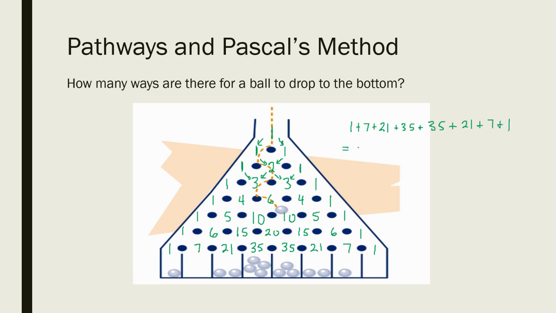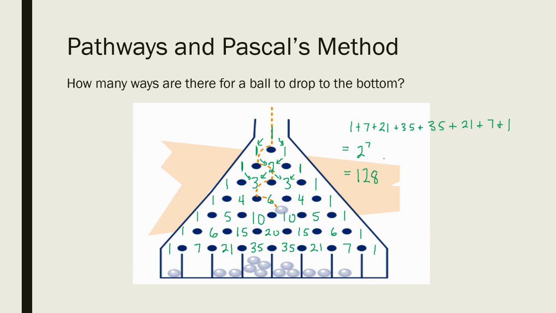So you can add them up, or you can do 2 to the power of 7 for the 7th row of Pascal's triangle. But that should be 128. Yeah, there's 128 little zigzag paths for the ball to go to the bottom.